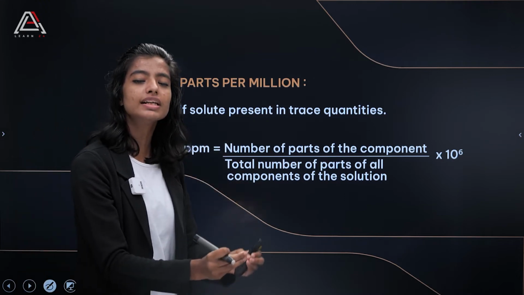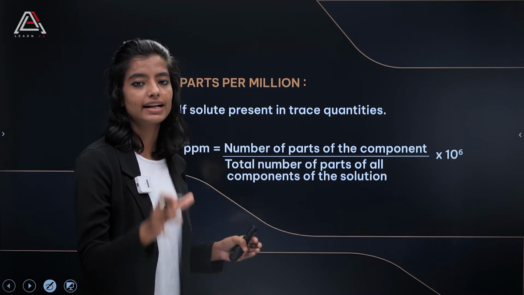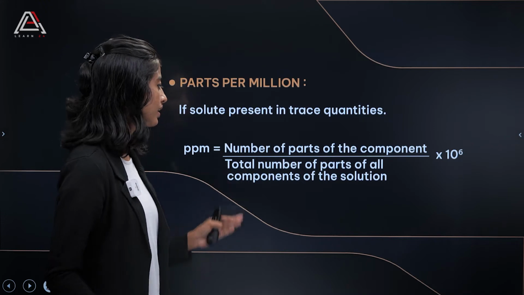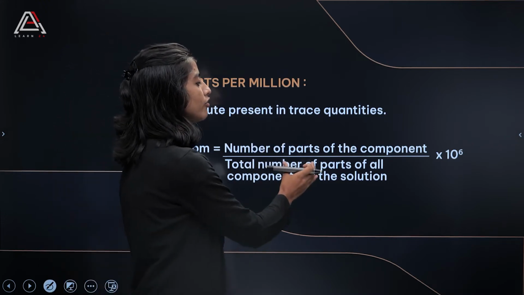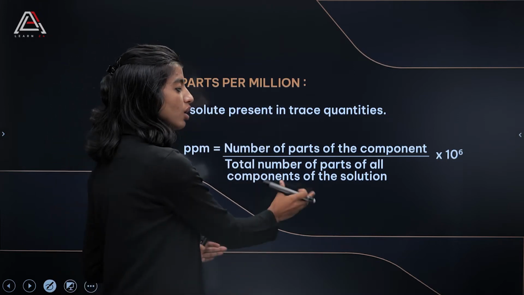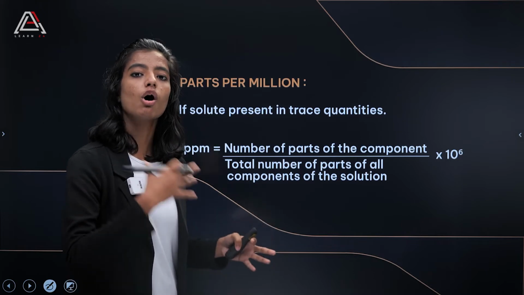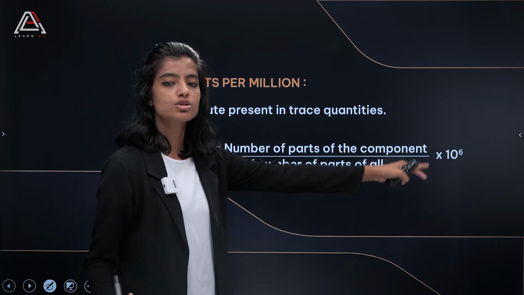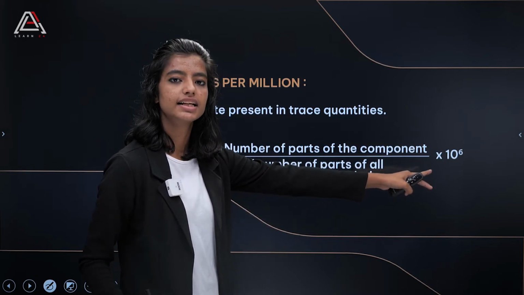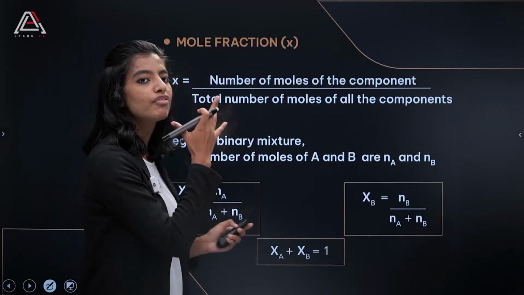Now, the next equation, parts per million. If the solute is present in very small amount or in trace quantity, we express the concentration in these terms, parts per million, ppm. ppm is equal to number of parts of that component divided by total number of parts of all components of the solution. We can express this in grams or in ml into 10 raised to 6. Replace 100 with 10 raised to 6. We will get ppm.